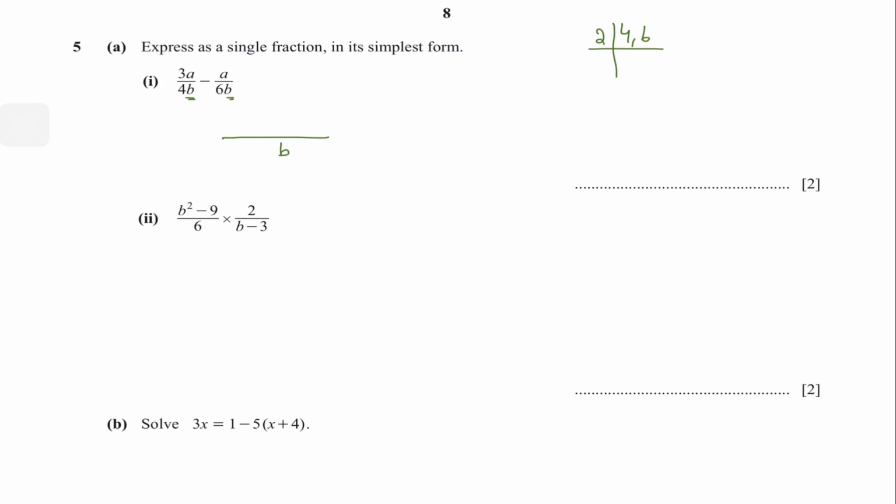So we start by dividing by 2. 2 2s are 4, 2 3s are 6, and then we're going to divide by 2 again. 2 1s are 2, 3 as it is, and then divide by 3 again. So 1 1. So the LCM is going to be 2 times 2 times 3, which is equal to 12. So the LCM is 12b.